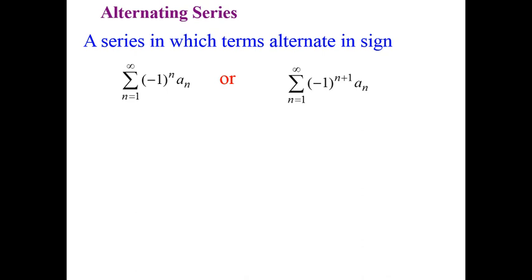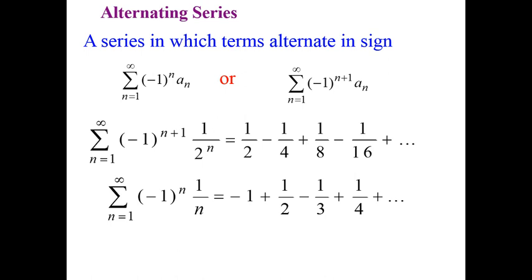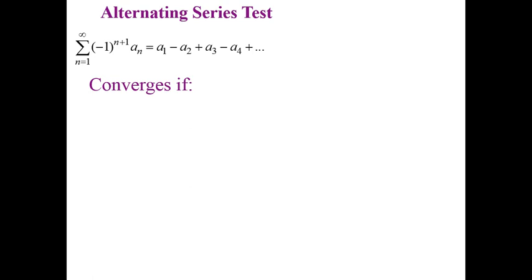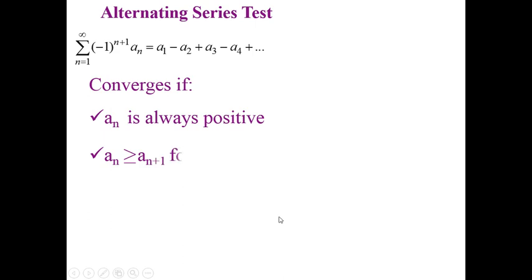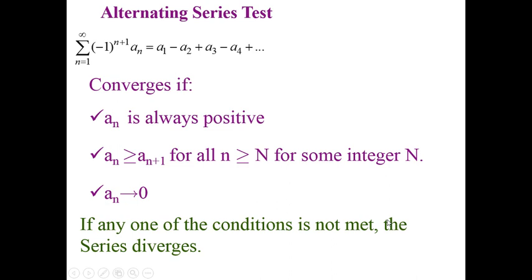Okay, so the alternating series, where the sign changes. For the alternating series, there are certain conditions that you need to satisfy. a sub n is always positive, and a sub n is greater than or equal to a sub n plus 1 for n greater than some integer N. And then a sub n is getting close to 0. If any one of the conditions is not met, that means the series diverges.